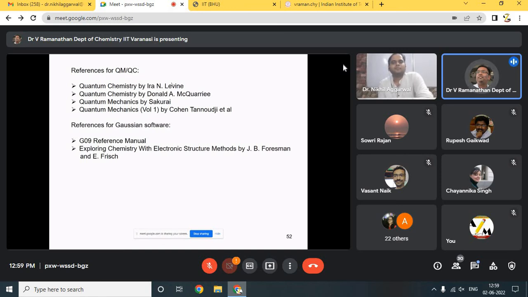And of course, the Gaussian software reference manual also is quite informative, very crisp. And there's a book by the Gaussian group, a computational chemistry book, Exploring Chemistry with Electronic Structure Methods. You can also refer to that.